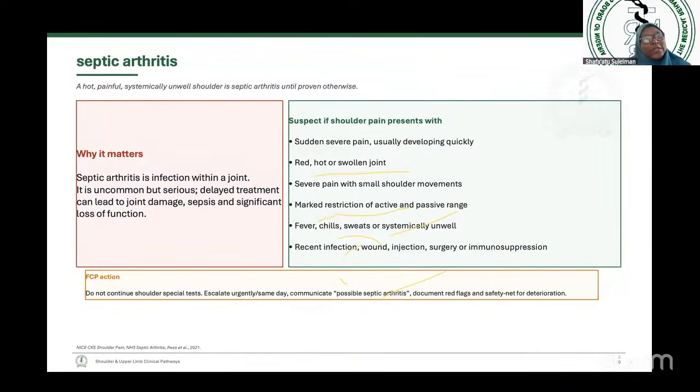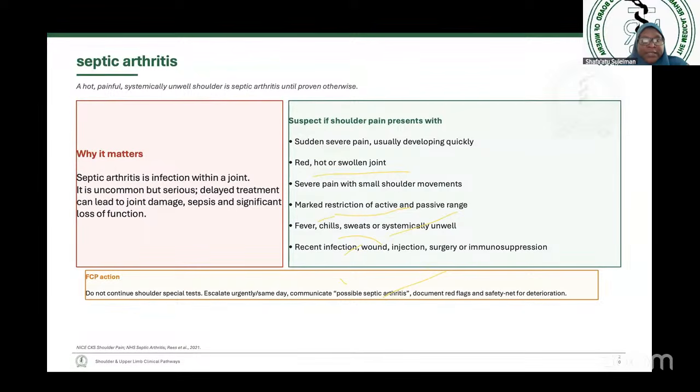So another serious pathology for the shoulder is septic arthritis. With septic arthritis, we're talking about a hot, painful joint. The patient is systemically unwell until proven otherwise. Septic arthritis is infection within a joint. It is uncommon, but if there is any delay in treatment, this can lead to joint damage, can lead to sepsis, and also can lead to significant loss of function.